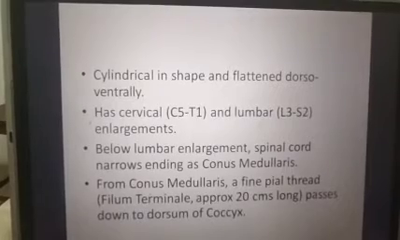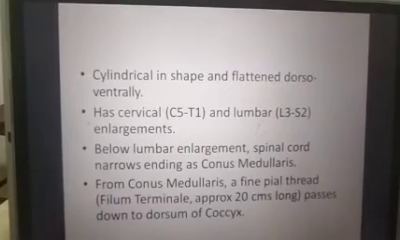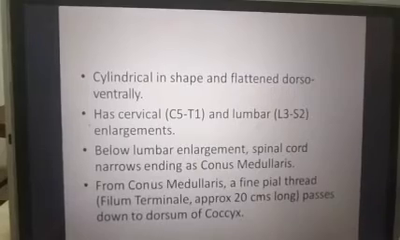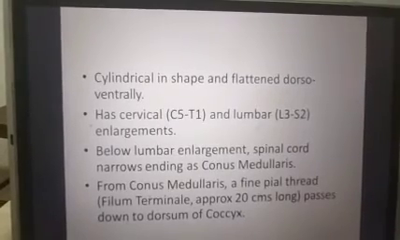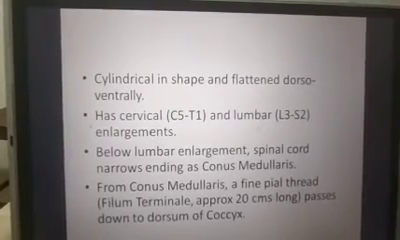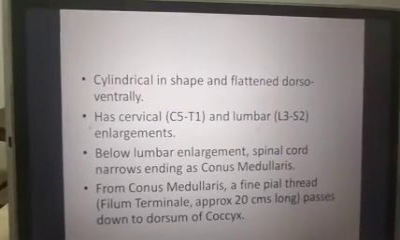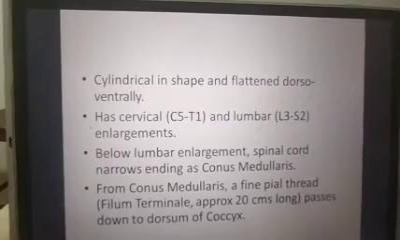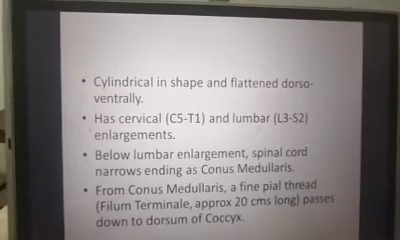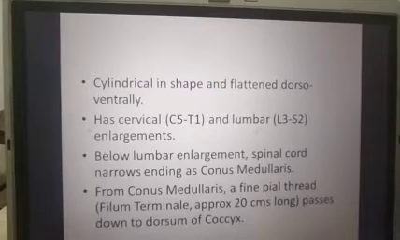Cylindrical in shape and flattened dorso-ventrally, and has cervical C5 to T1 and lumbar L3 to S2 enlargement. Okay, there are two kinds of enlargement at C5 to T1 and L3 to S2 level. Below the lumbar enlargement, spinal cord narrows and ends, that is known as conus medullaris. And from conus medullaris, a fine pial thread or filum terminale approximately 20 cm long passes down to the dorsum of coccyx.